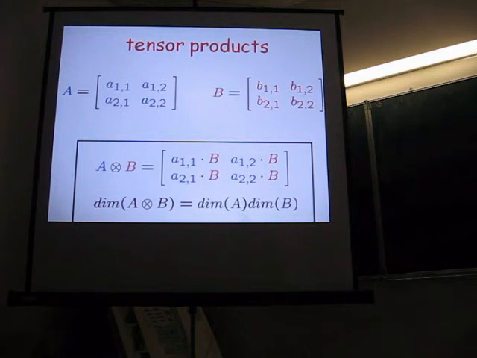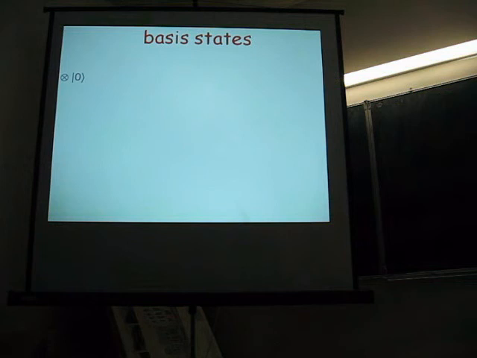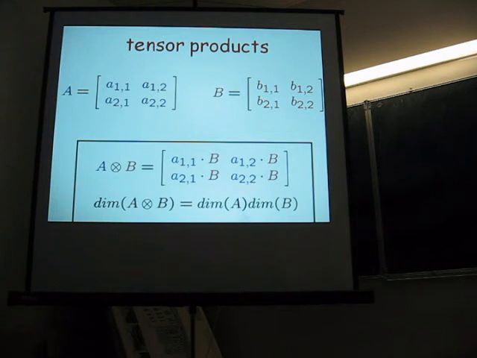And what do you mean by the dimension of a matrix? It's not actually the size. The size of the matrix. Yeah. So maybe let me go out here.